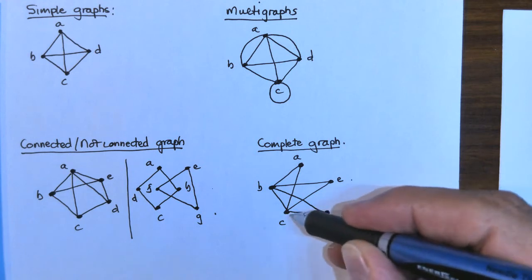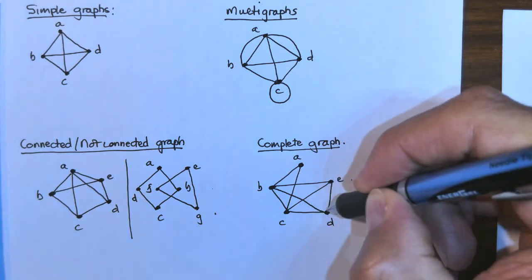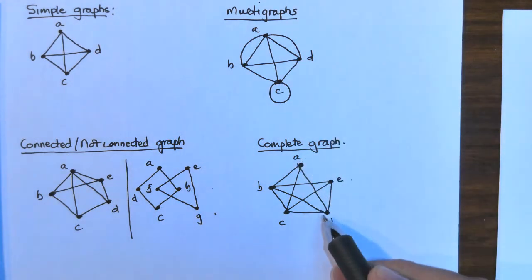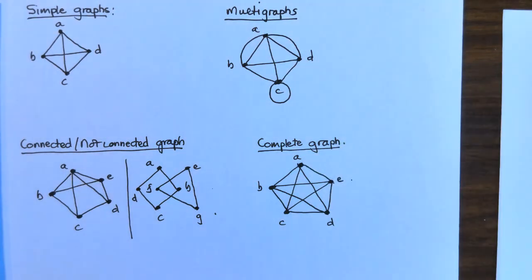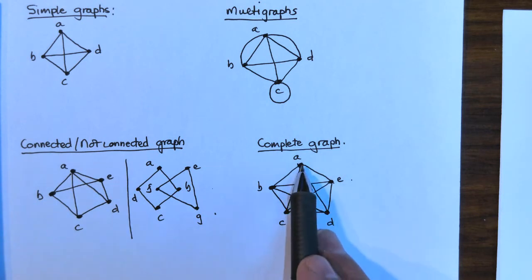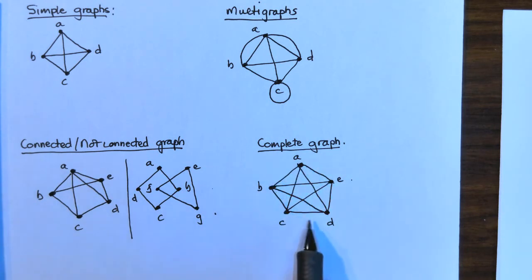We go to D, D to C exists, we need to get to E and we need to get to A. We can already get to B. And then the only edge we need there is the edge AE. That is a complete graph. The graph is connected, okay? So you can get from every vertex to any other vertex.